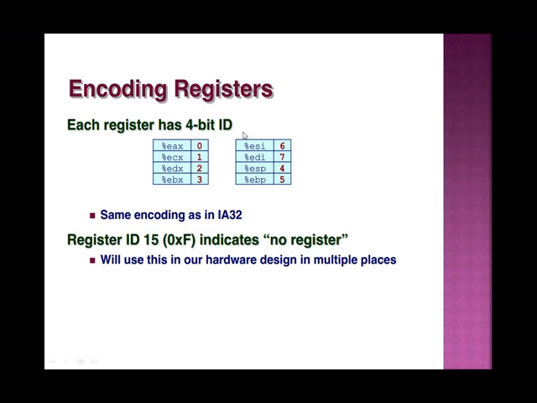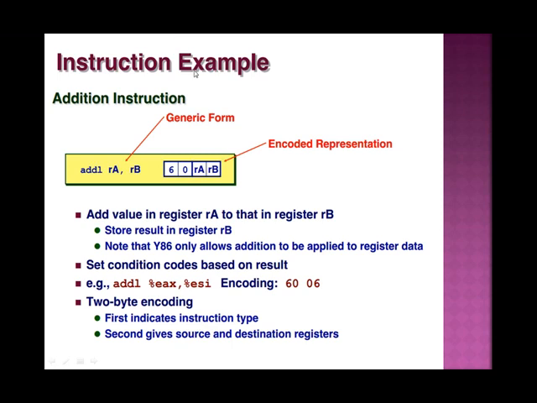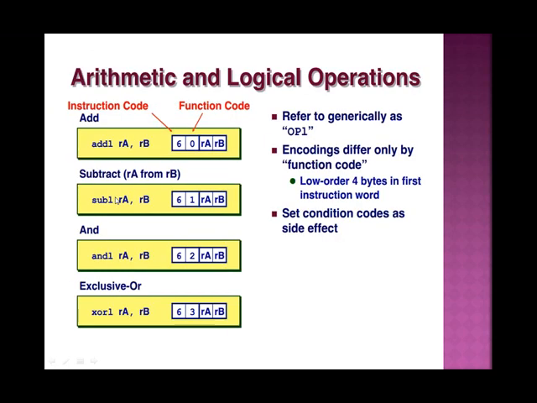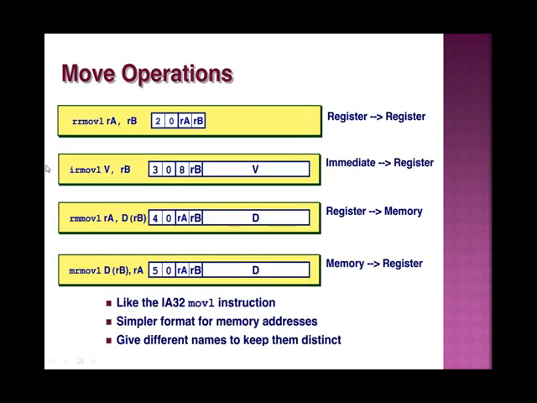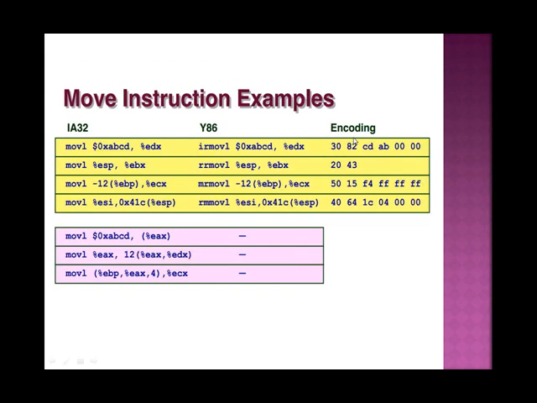Then we talked about the encoding registers. What are the encoding registers available? Then an instruction example, this is the example for addition. These are the arithmetic and logical operations like addition and subtraction, and logical operations like AND and XOR. Then move operations like RR move 1, IR move 1, RM move 1 and MR move 1. We also talked about the move instruction examples. There is a comparison between IA32 and Y86.